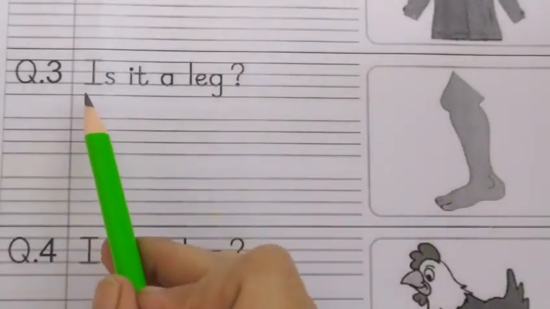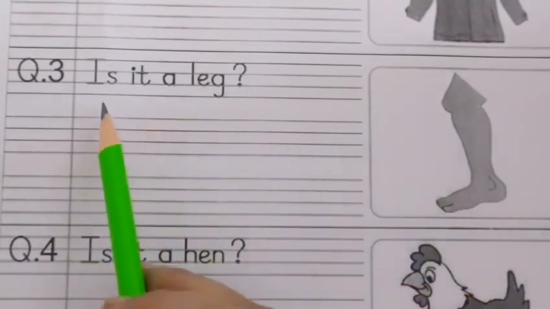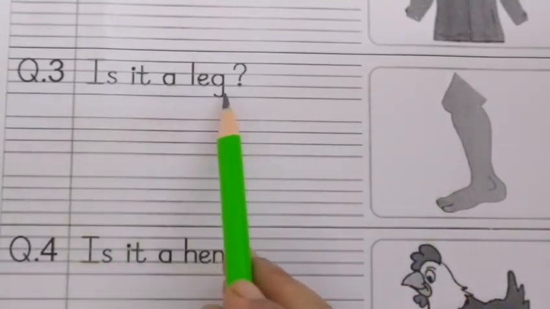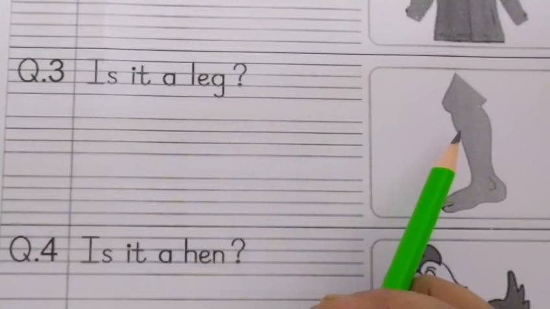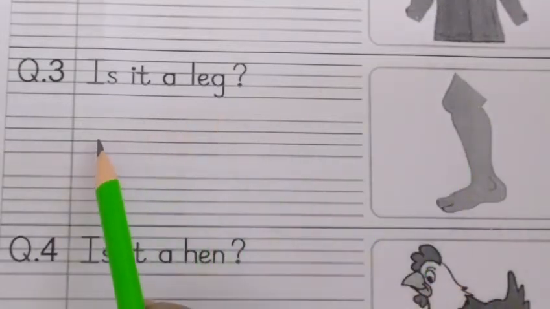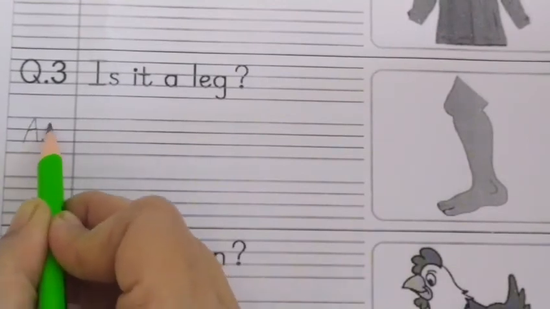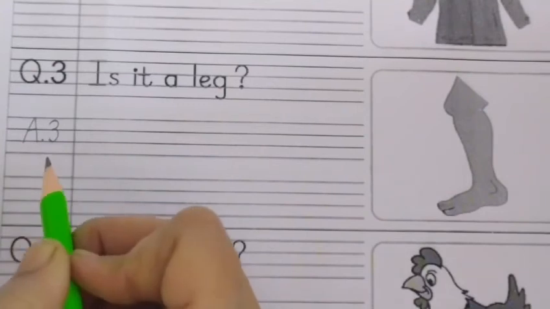Now, question 3. Look at the picture. Is it a leg? So the answer will be yes, as the picture is of a leg. So the answer will be yes, it is a leg. In the margin, capital A dot 3.